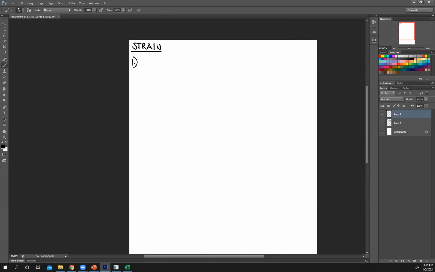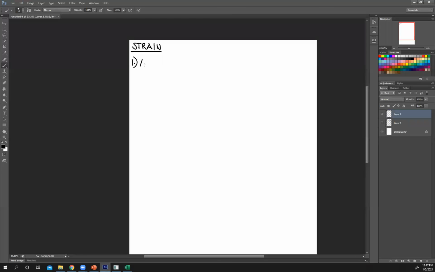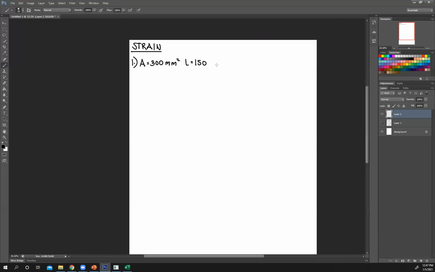Right, starting number 1. So let's write out our given first. Reading again, cross-sectional area 300 millimeters squared, length of 150. So write that out, cross-sectional area A, millimeters squared, original length 150. And it supports a tensile load of 20 at one end. Then you have this unit mass. Again, from earlier, unit mass just means density. So density 7850.